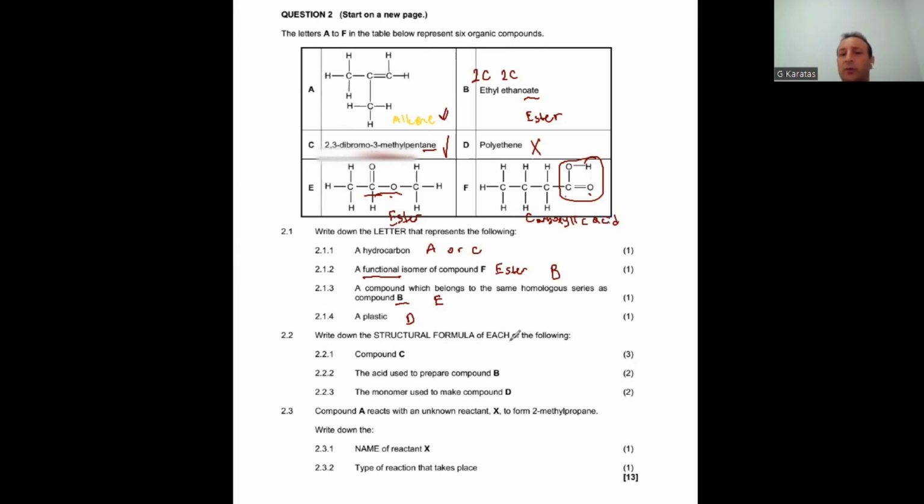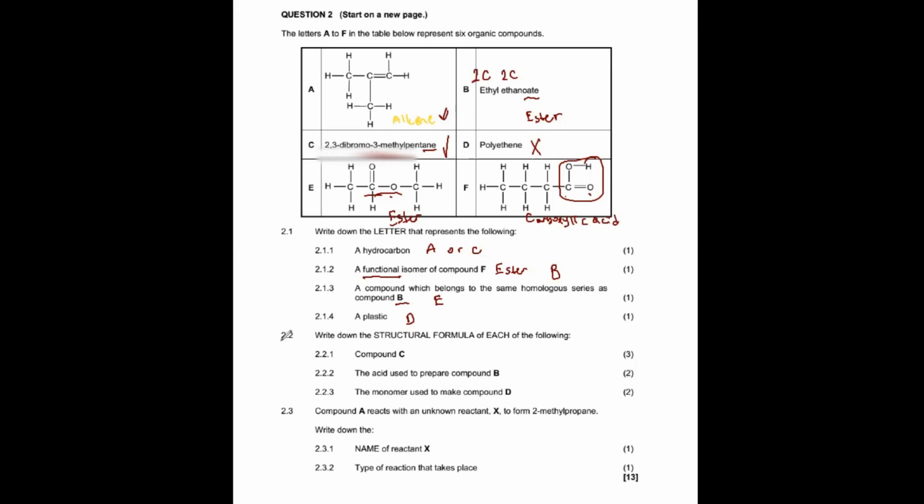Write down the structural formula of each of the following compounds. C. All right, let me pause the video. And for compound C, I'll choose a different color. So for compound C, the structural formula. When we look at compound C, it has 5 carbon atoms, pentane. That indicates we have 5 carbon atoms. On the third carbon, we have a methyl group. On the second and third carbons, we have 2 bromine atoms.